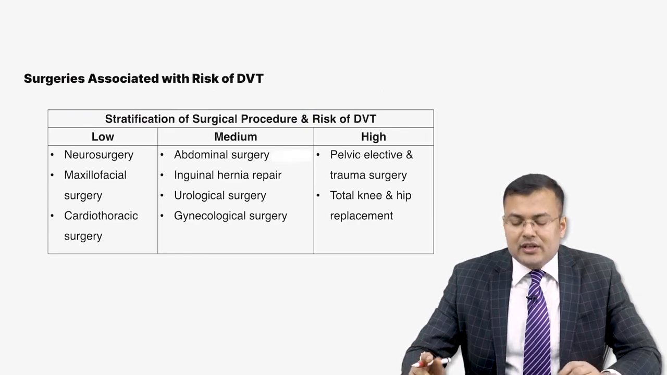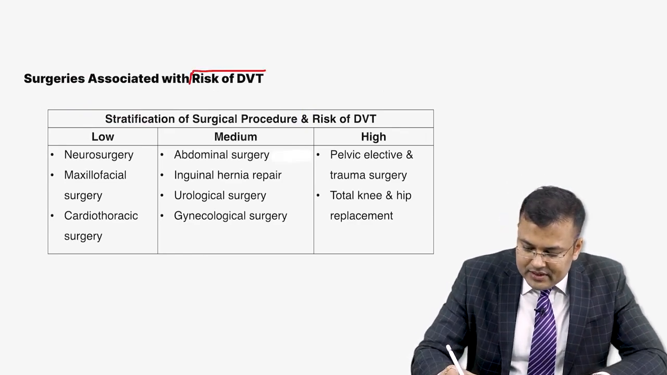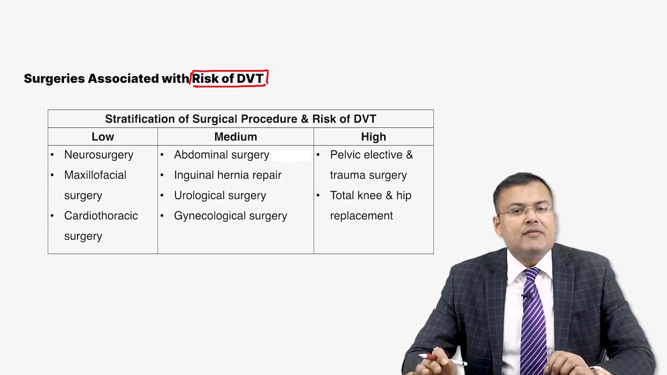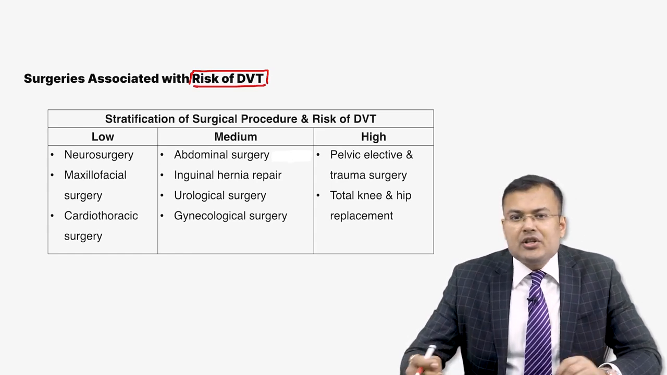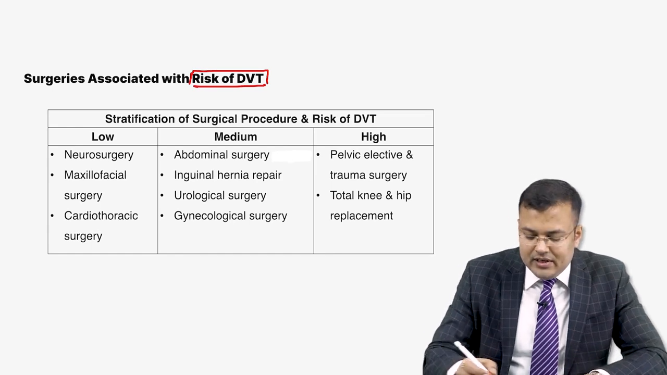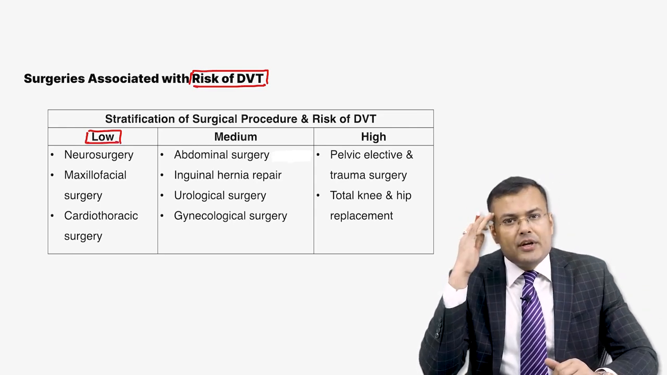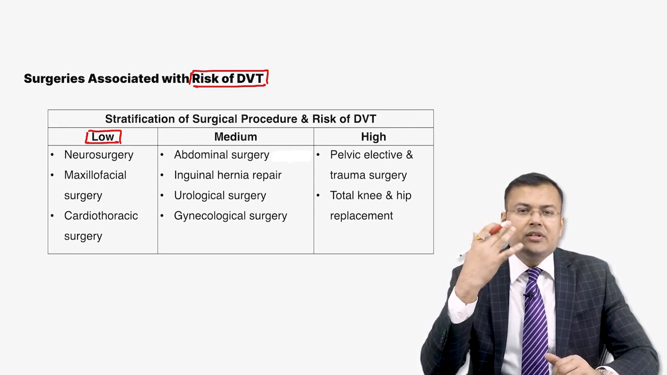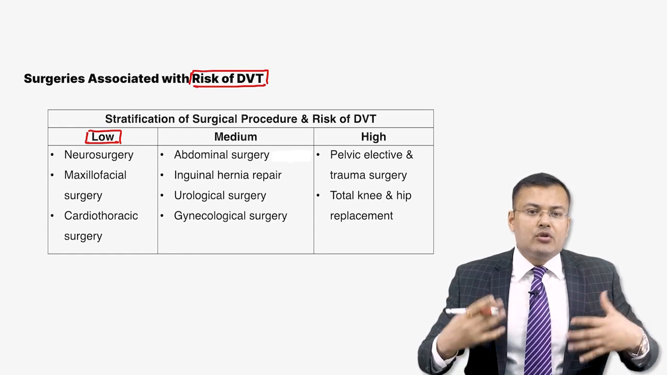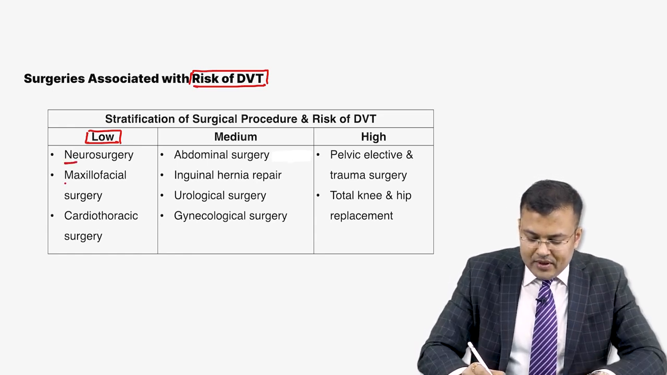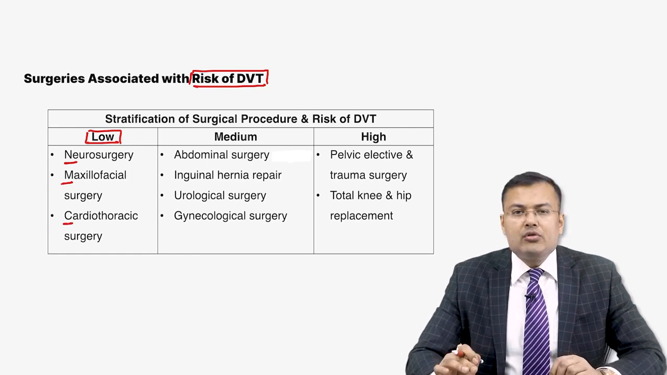Now see the surgeries associated with risk of DVT. See the stratification of surgical procedures and risk of DVT. In which surgeries is there low risk of DVT? Start from top: neurosurgery, maxillofacial surgery, cardiothoracic surgery. So low risk in neurosurgery, maxillofacial surgery and cardiothoracic surgery.